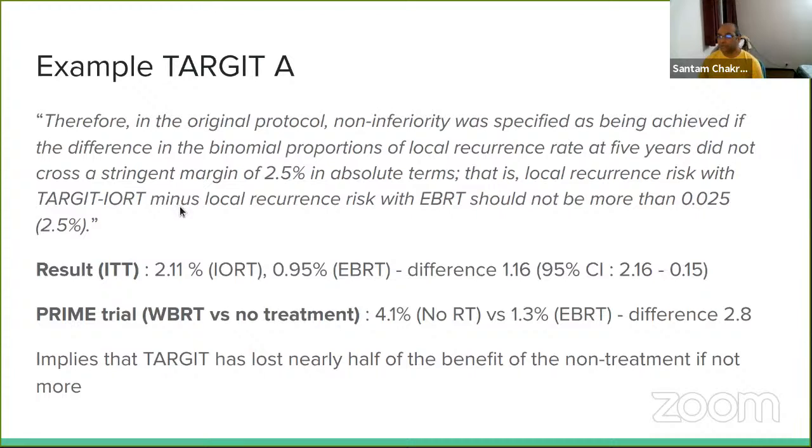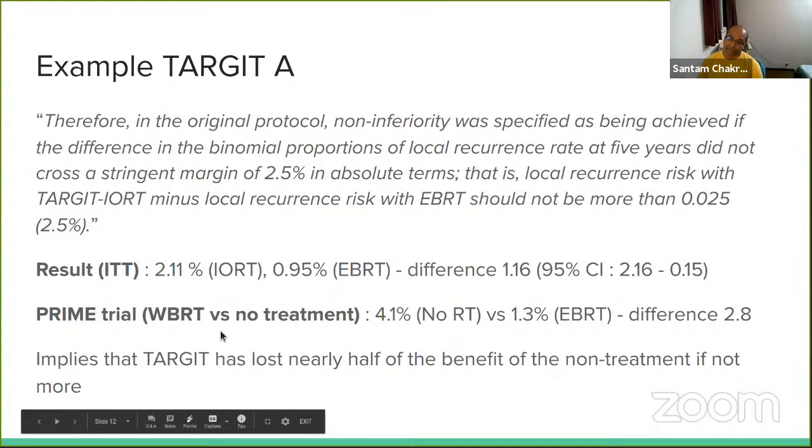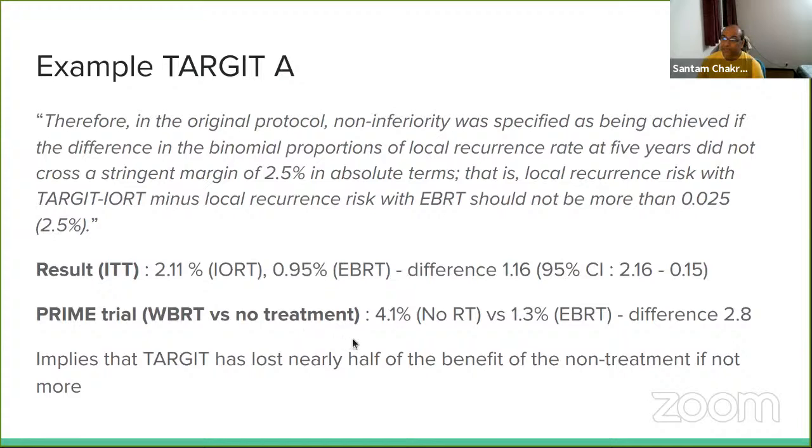As a clinician, you must always remember that when you are talking about such low local recurrences, your first question should be whether this intervention is at all necessary or not. And we have trials to prove whether this is necessary or not. So, for example, the PRIME trial, which investigated the addition of whole breast radiotherapy versus no radiation. That showed at 5 years a local recurrence rate of 4.1% versus 1.3%. The PRIME trial actually did not meet its primary endpoint, and the difference is 2.8%.